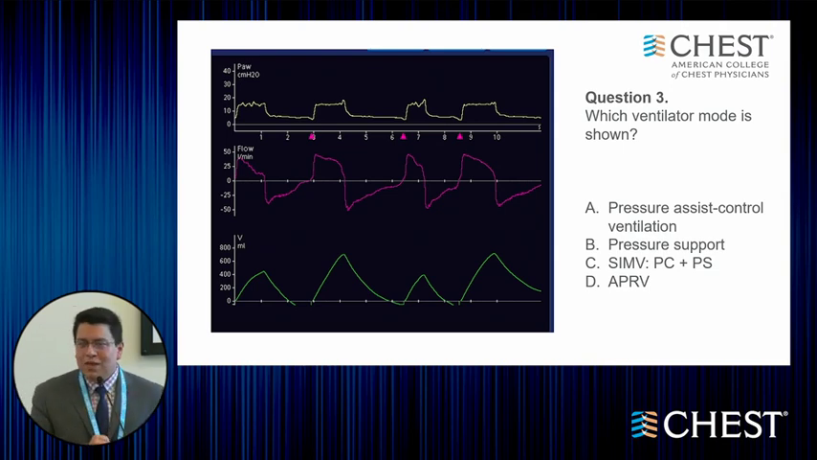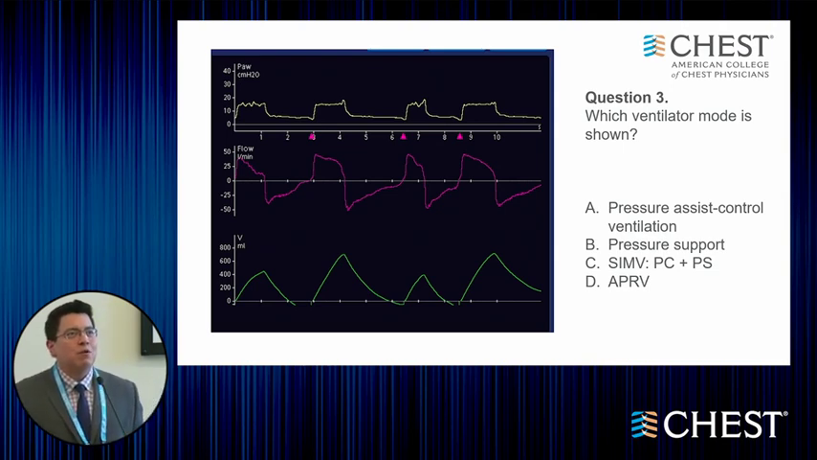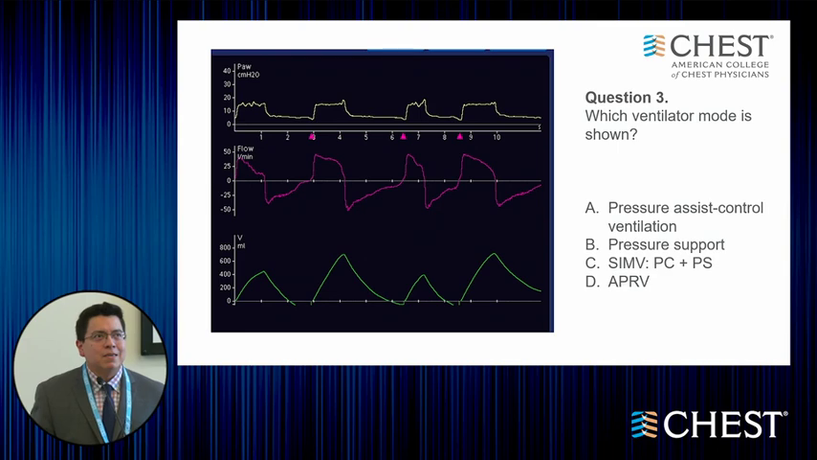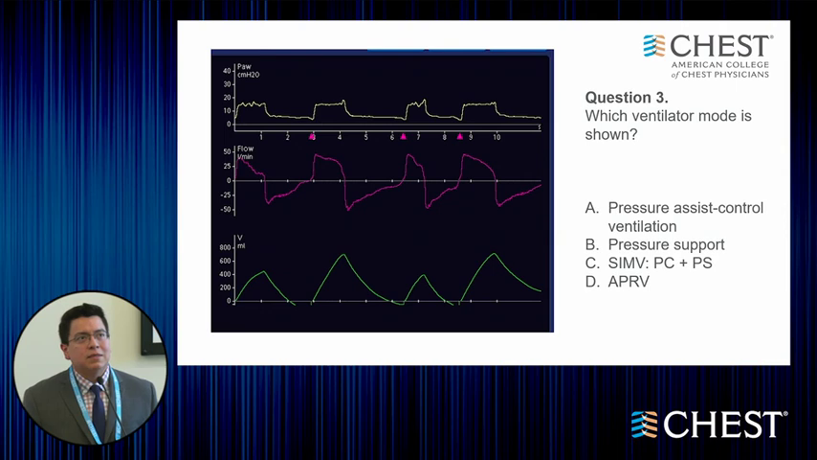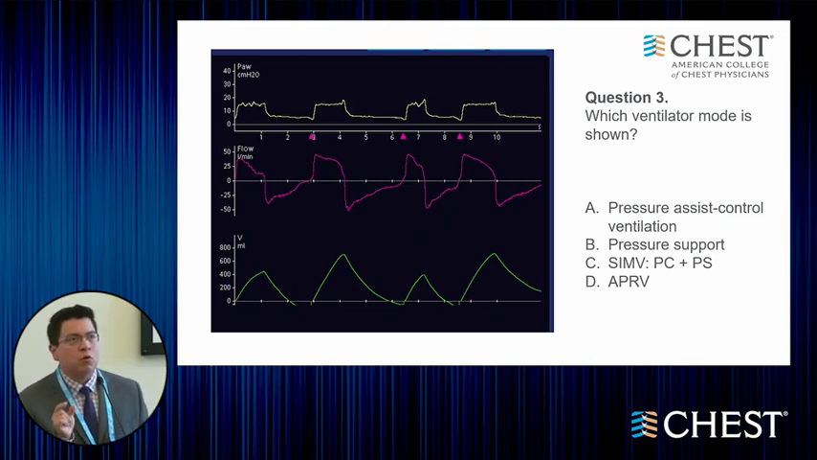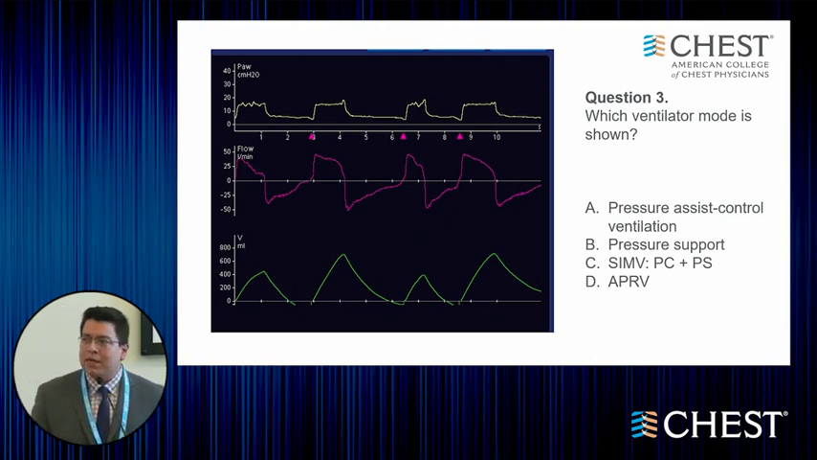All right, question number 3. Which ventilator mode is shown? A, pressure assist ventilation. B, pressure support. C, SIMV, or synchronized intermittent mandatory ventilation, where the mandatory breaths are under pressure control, or APRV.